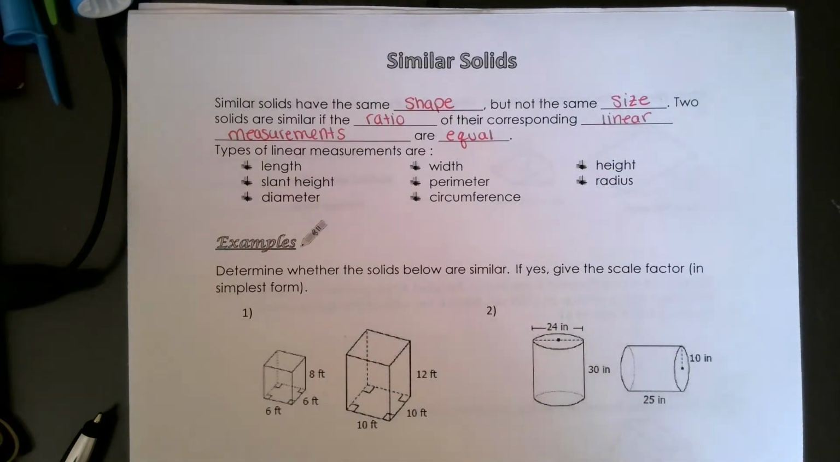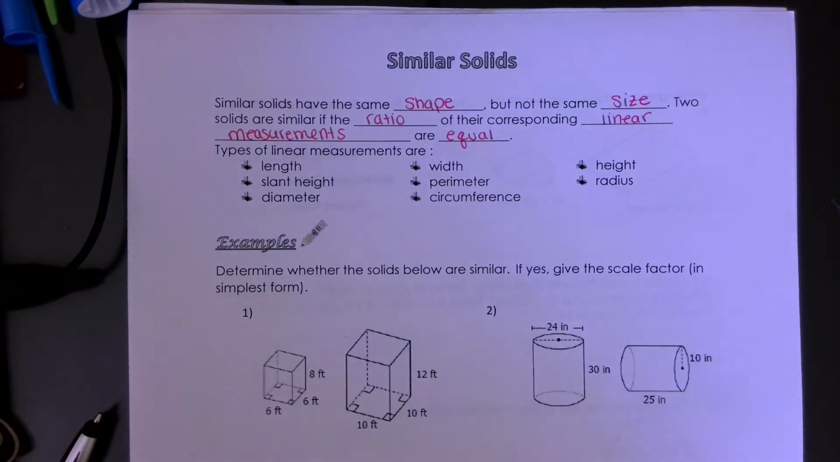Two solids are similar if the ratios of their corresponding linear measurements are equal. So here are the types of linear measurements that they're talking about: the length, the slant height, diameter, width, perimeter, circumference, height, and radius. Those are all linear measurements because it's nothing squared, cubed, or anything like that.